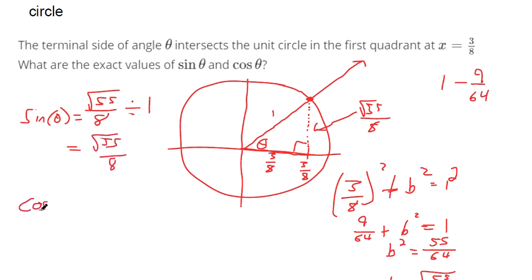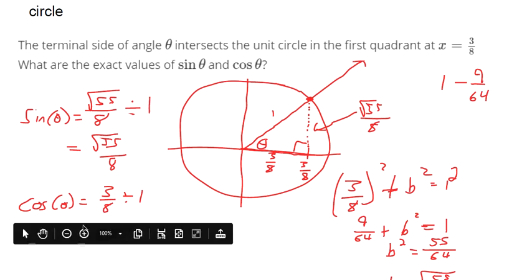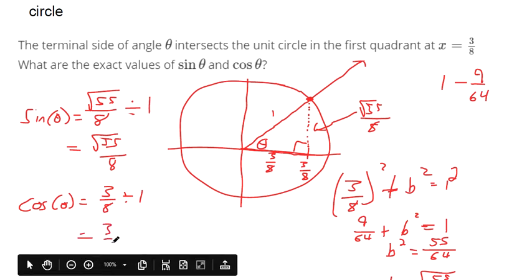And then for cosine theta, that's the adjacent divided by the hypotenuse from the definition of cosine. So that's just 3 over 8. Okay, so there's our two answers. Just be careful when you type those in.